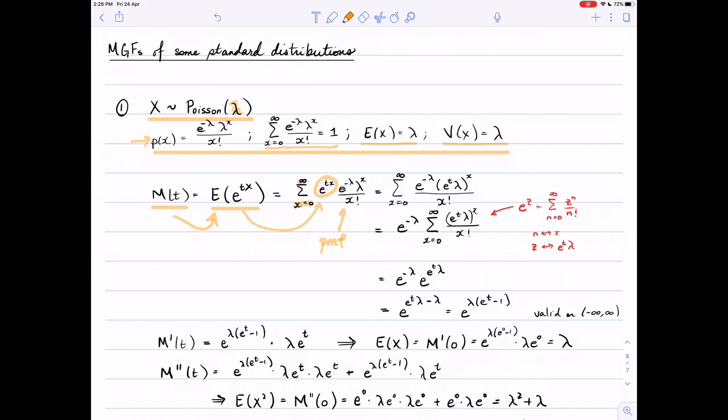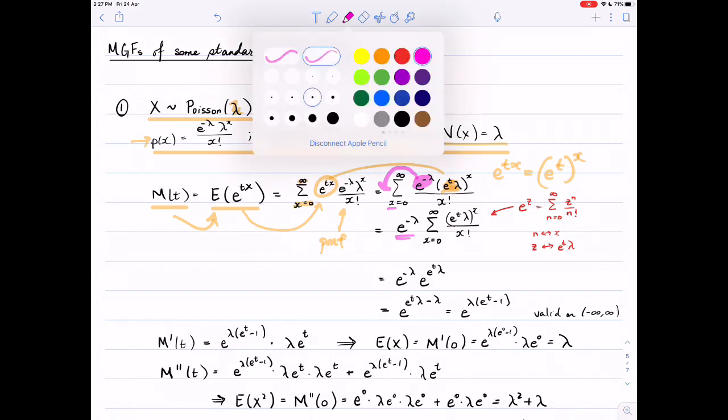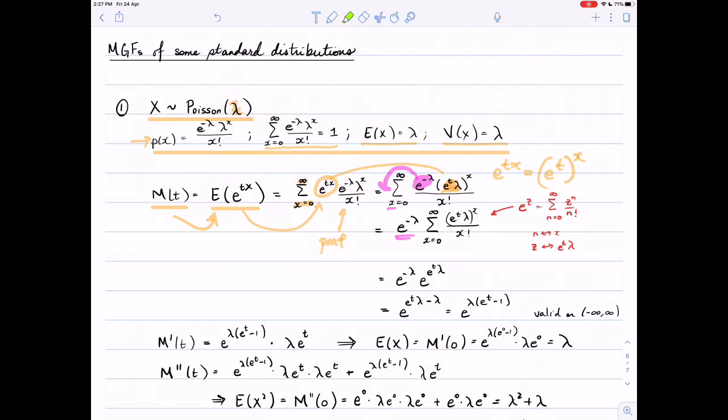Using a little law of exponents, we can bring the e to the t inside here. E to the tx is e to the t to the x, and then we can combine that with the lambda. So we have lambda times e to the t, all to the x. Now this e to the minus lambda, as far as the sum is concerned, is just a constant, because the sum is with respect to x, so I can bring that e to the minus lambda out. And then what we have left is something of this form.